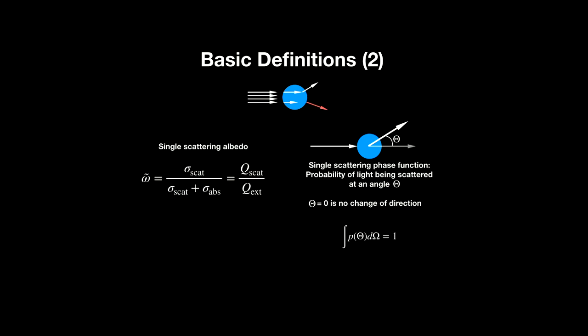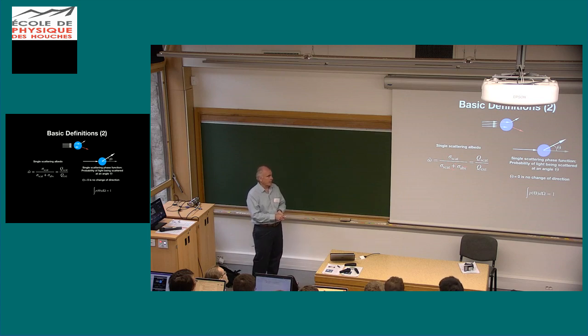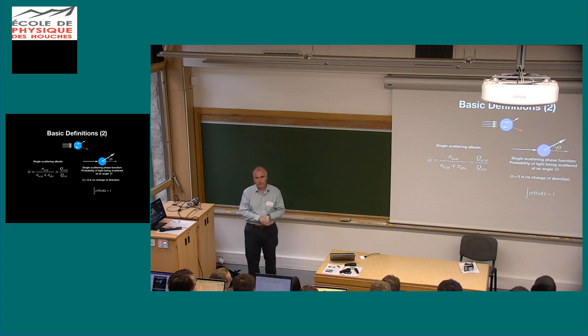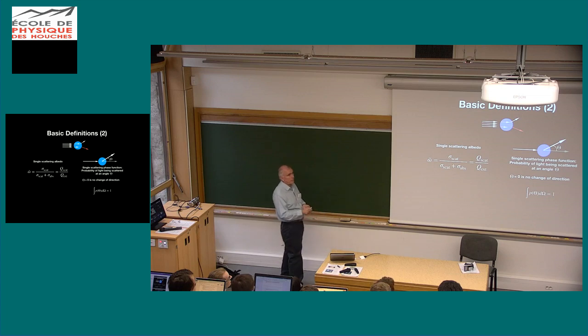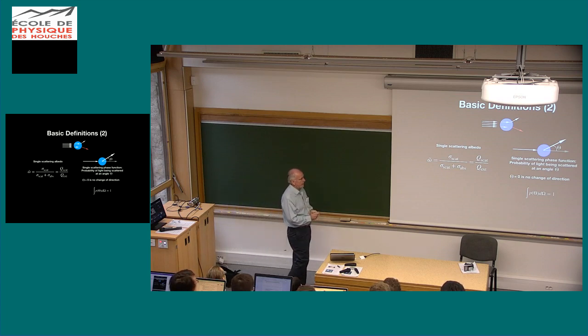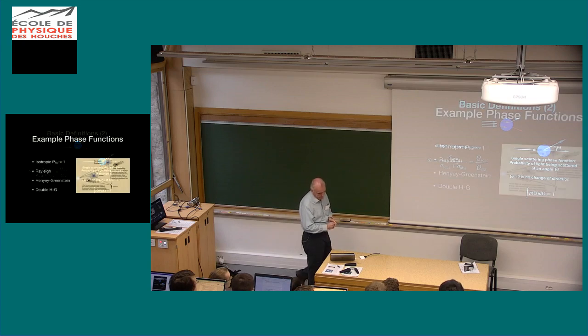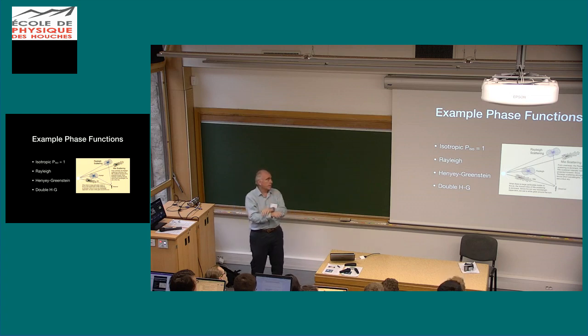The single scattering albedo is just a measure, for a given particle, of the scattering cross-section over scattering plus absorption. So if there's no absorption, this is 1. If there's lots of absorption and not much scattering, the single scattering albedo is small. And then there's also the phase function, which is like a probability of how likely the photon is to scatter into any given direction. The integral of the phase function over all angles is 1. And for an isotropic phase function, where light is scattered equally in all directions, the phase function would be 1.